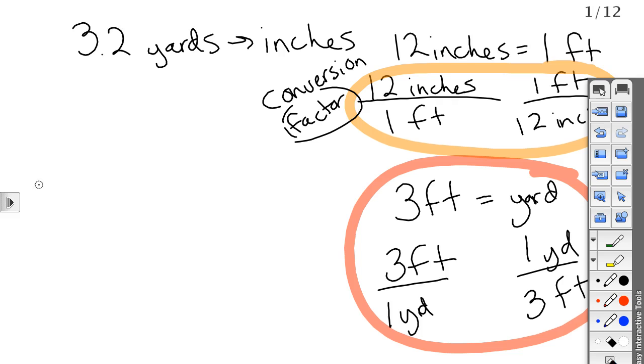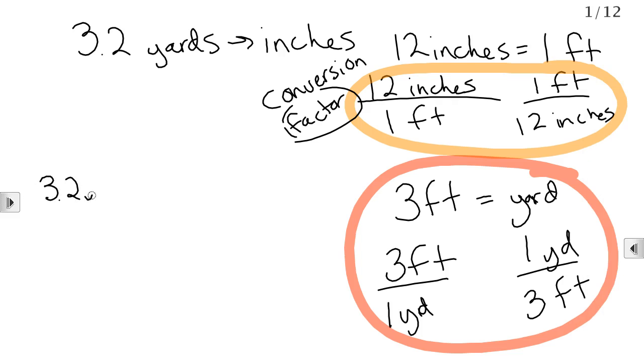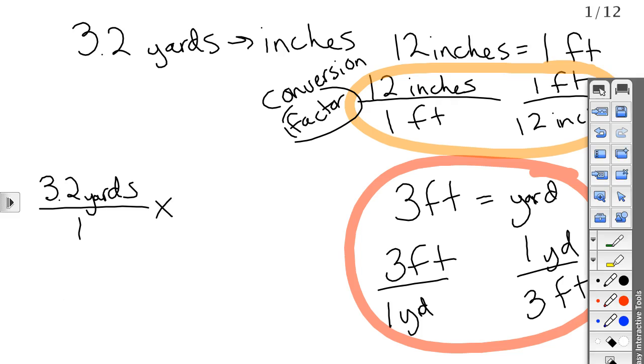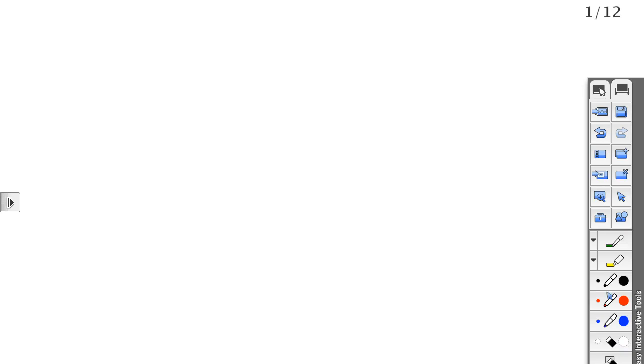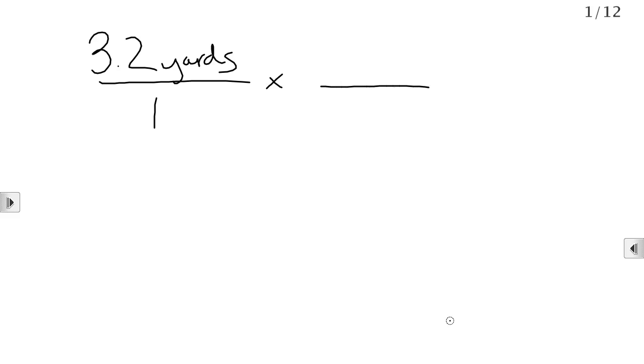I'm going to start with 3.2 yards, and I'm going to write it over 1. We'll get into that a little bit more later. I'm actually going to erase this whole board because I'm going to write everything. So, I'm going to inches. In math class, you can kind of cancel diagonally or something on top of each other. You know how that's a thing in math?